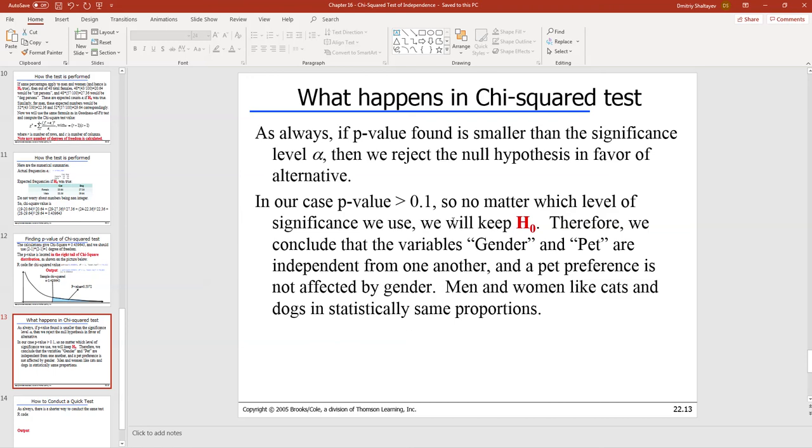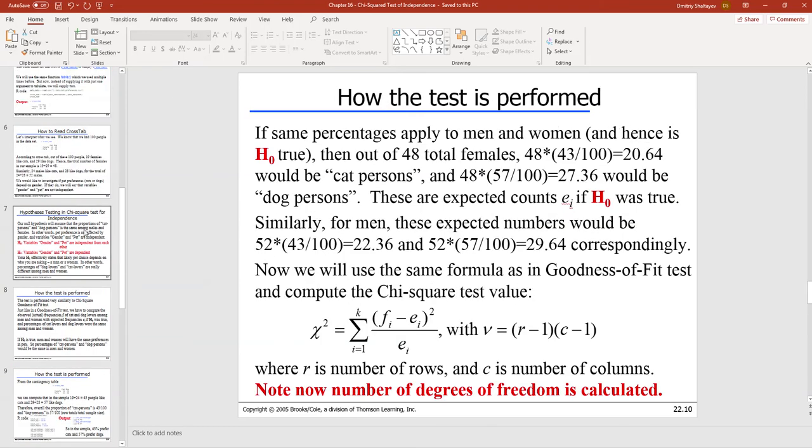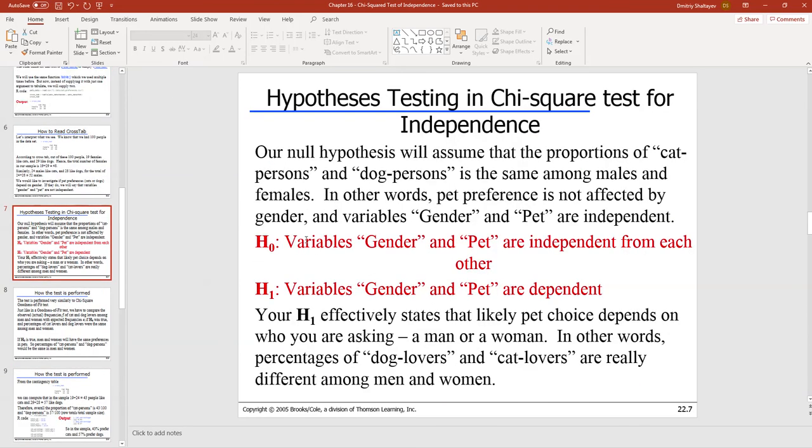So since the p-value is higher than even the largest significance level, 10%, that we can use, the p-value is high, we fail to reject the null hypothesis. And what does the null state? The null states that the variables gender and pet are independent from each other.